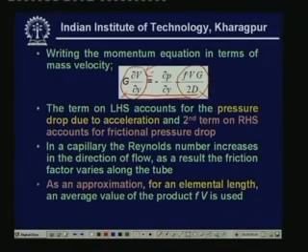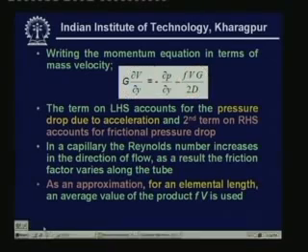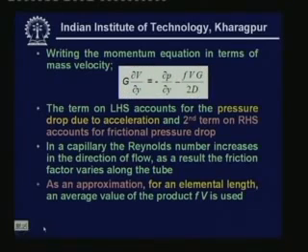And we have to find out what is the friction factor. We have to evaluate the friction factor. How do you find the friction factor? In a capillary tube, the Reynolds number increases in the direction of flow. Why does the Reynolds number increase? Because the velocity increases in the direction of flow. As a result, the friction factor also varies along the tube. But as an approximation for a small elemental length, we select an average value of the product f and v.